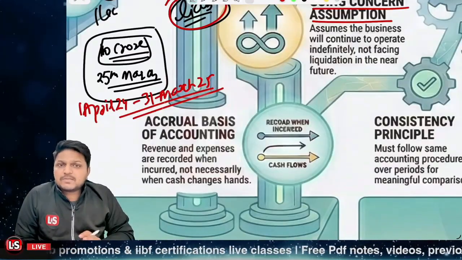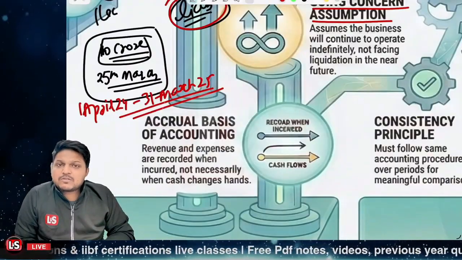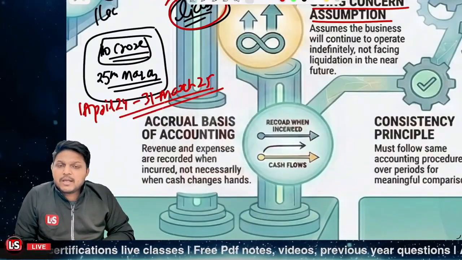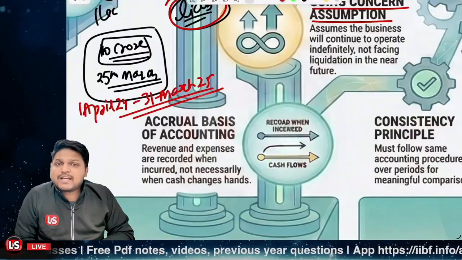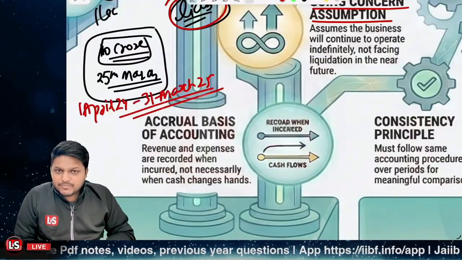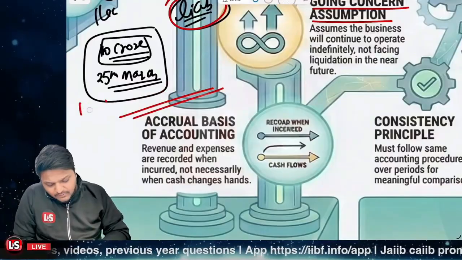Same goes for the expenses. If one expenditure was related to the previous financial year, it should be considered in the previous financial year only, not related to the date when you have actually paid the cash or cash equivalent, right? So that is the accrual basis of accounting.